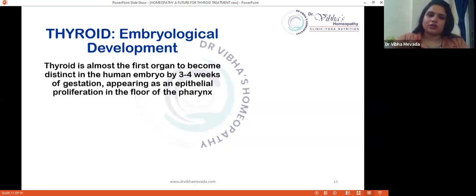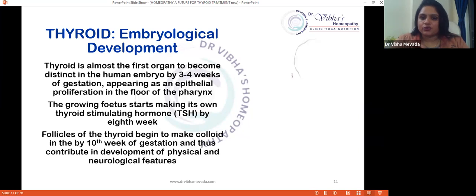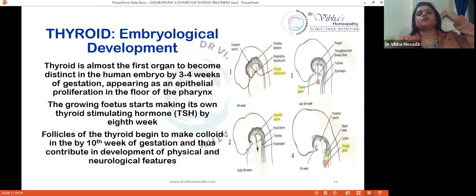Okay, let's come out of the history now and see embryological development. Why is the thyroid topic important to understand? Because the thyroid is the first organ to become distinct in the human embryo, by the age of 3 to 4 weeks, almost 1 month of the gestational period. In this image you can see the 4th week image of an embryo, the early 5th week image, the late 5th week image, and the 7th week image.